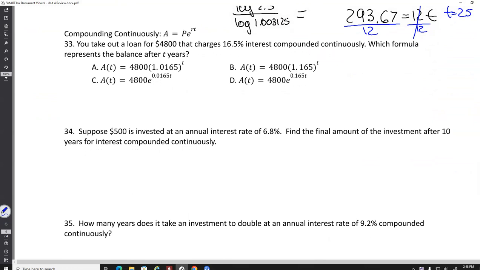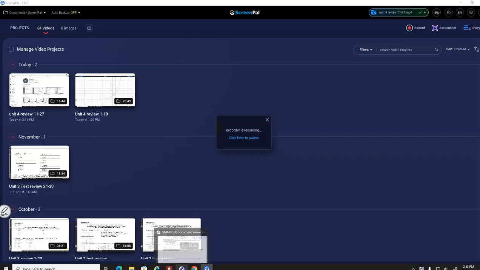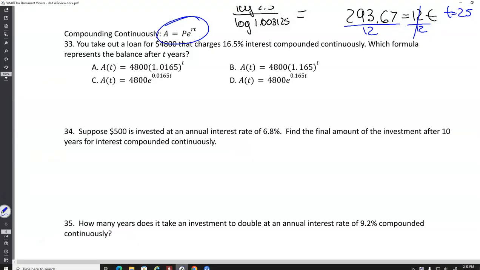Now, compounding continuously. So that's our PERT formula with an E. The first one is compounded continuously. Anytime you have the word continuously, you're going to use the formula with the E, the PERT formula.